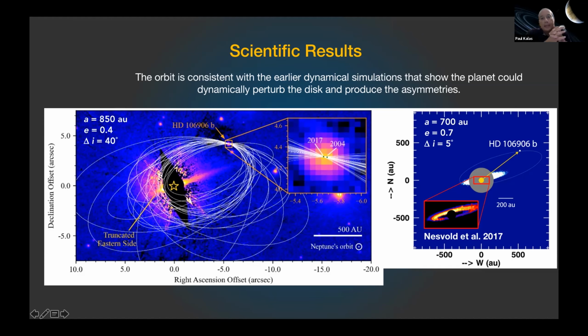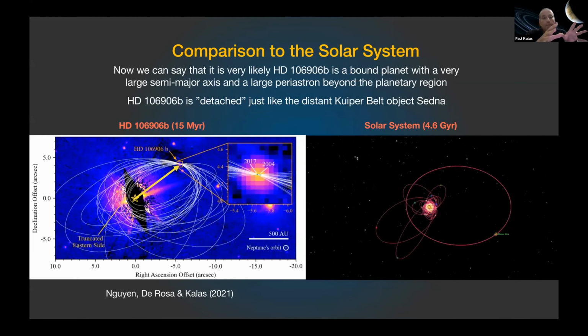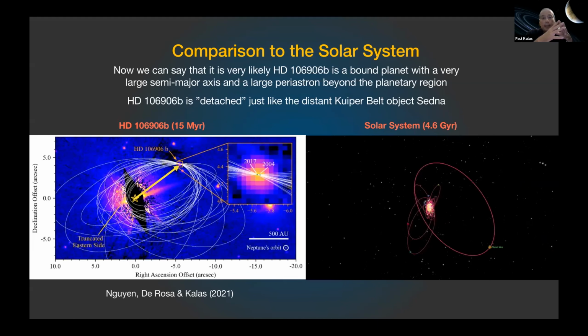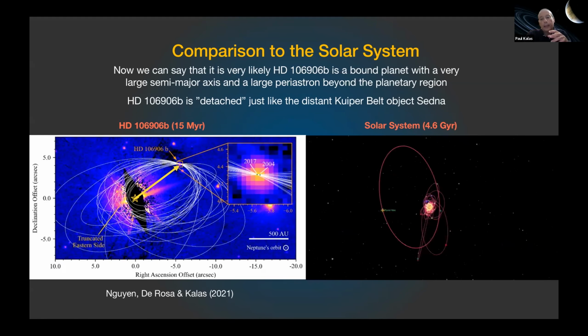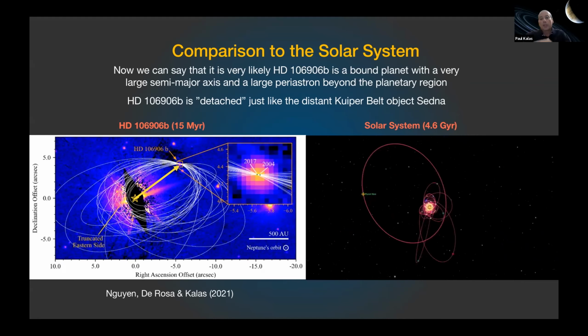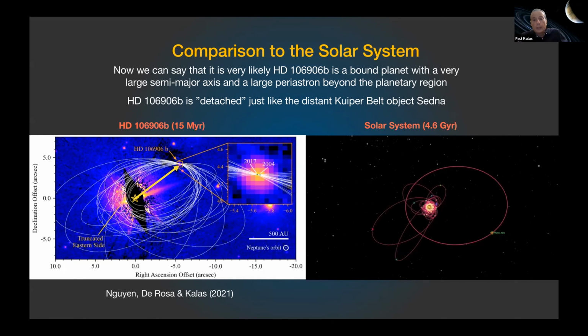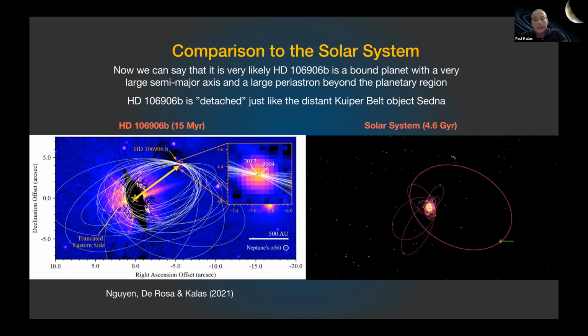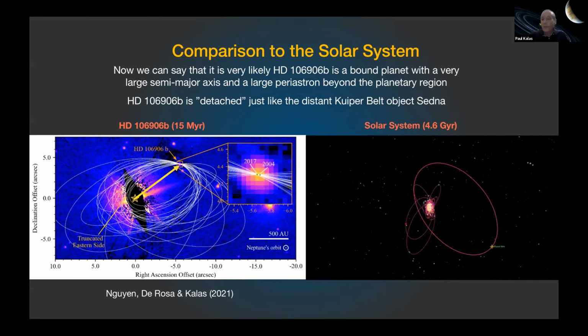So now we can say that 106906b is very likely bound to the binary, which we didn't know before. It has indeed a very large semi-major axis, and its periapse appears detached from the planetary region. And this looks like the scattered Kuiper belt objects, the detached Kuiper belt objects like Sedna in our own solar system. The plot on the right actually plots the orbits of Sedna and the other detached objects, as well as the hypothetical Planet 9.